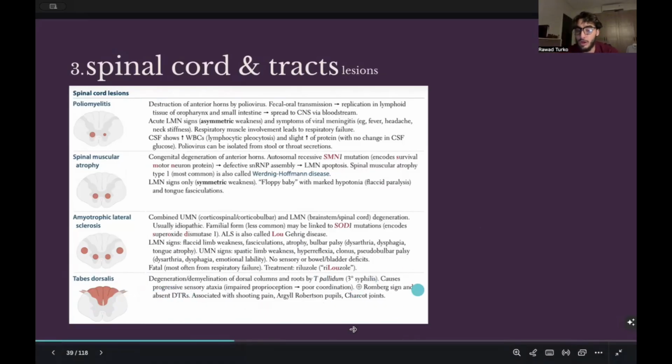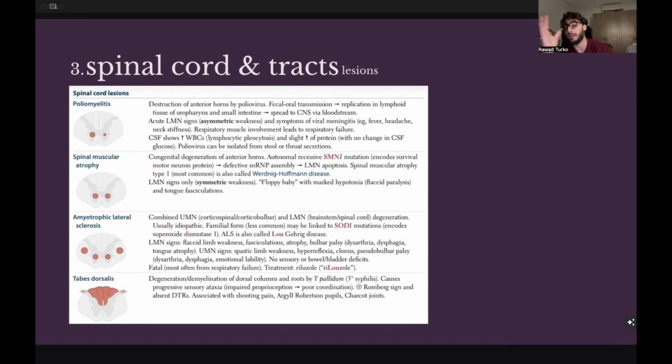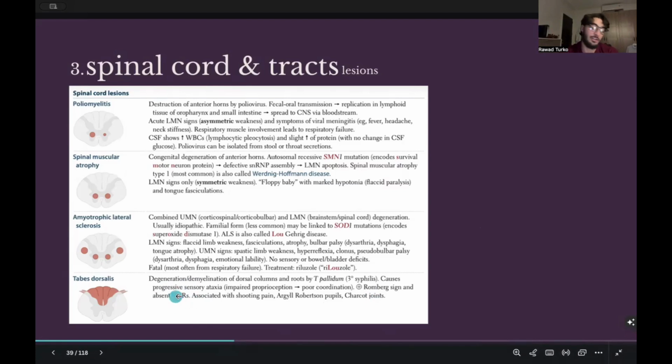So you're going to see a positive Romberg sign, which you guys should already know. Basically, when the patient is asked to close their eyes and stand still, they're not able to stand still. That's because the proprioceptive function is lost or weakened, and you'll see absent deep tendon reflexes. All right, and that's again because of the loss of proprioceptive sensation.